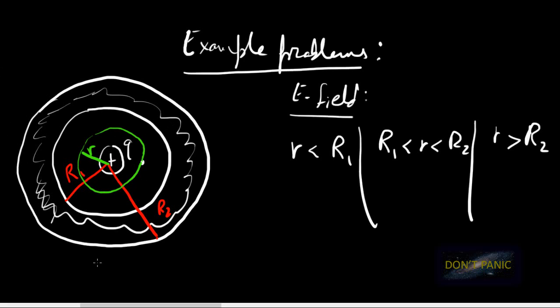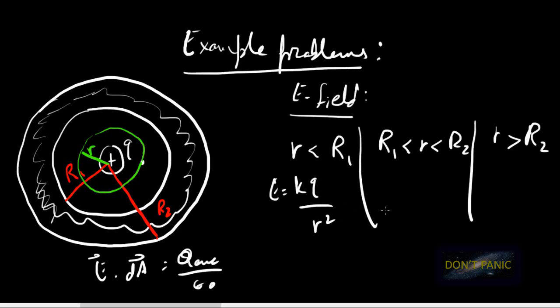Remember that Gauss's law says that the integral of E dot dA equals Q enclosed over epsilon naught. And we've gone through and found that the electric field for a point charge is kq over r squared. Then for the region inside the conductor, we know that the electric field inside the conductor has to be 0.